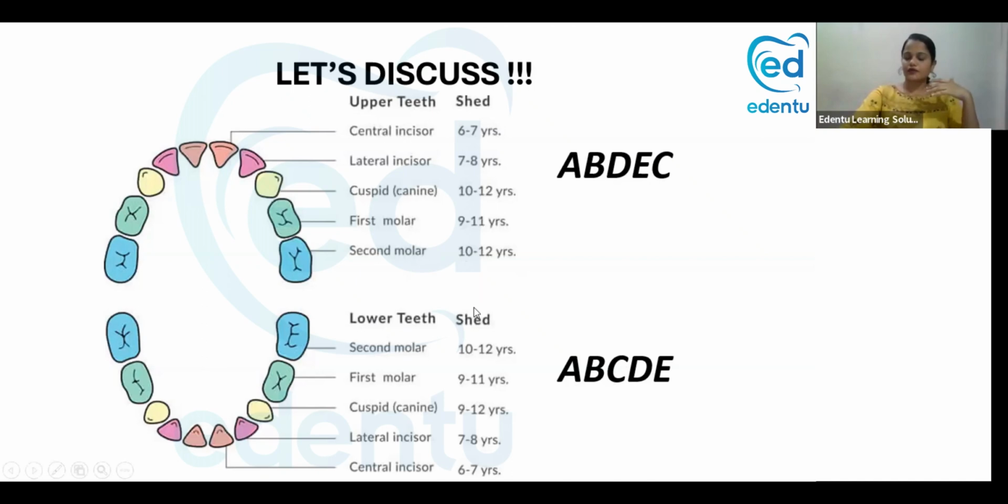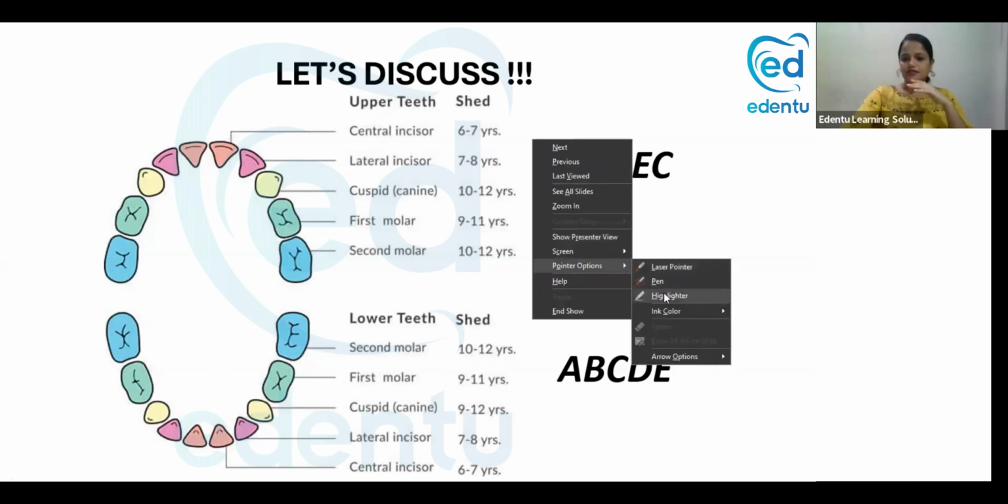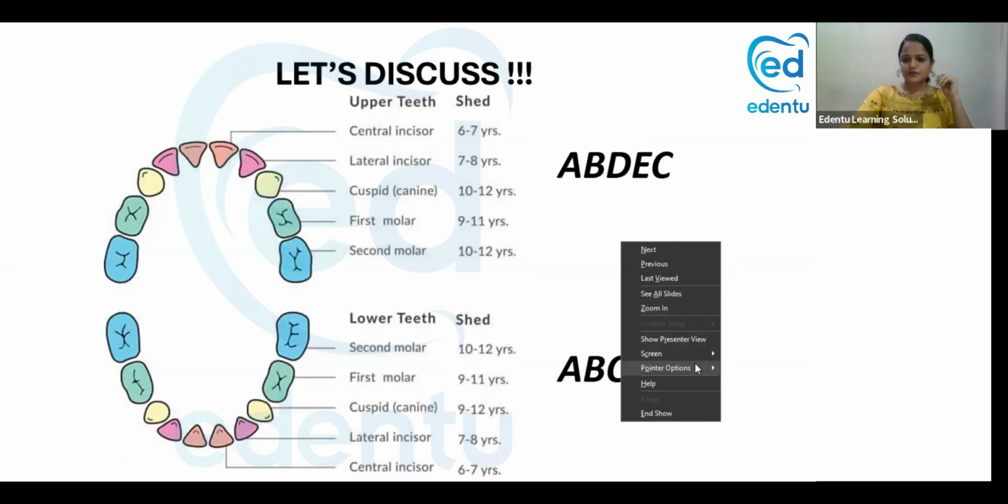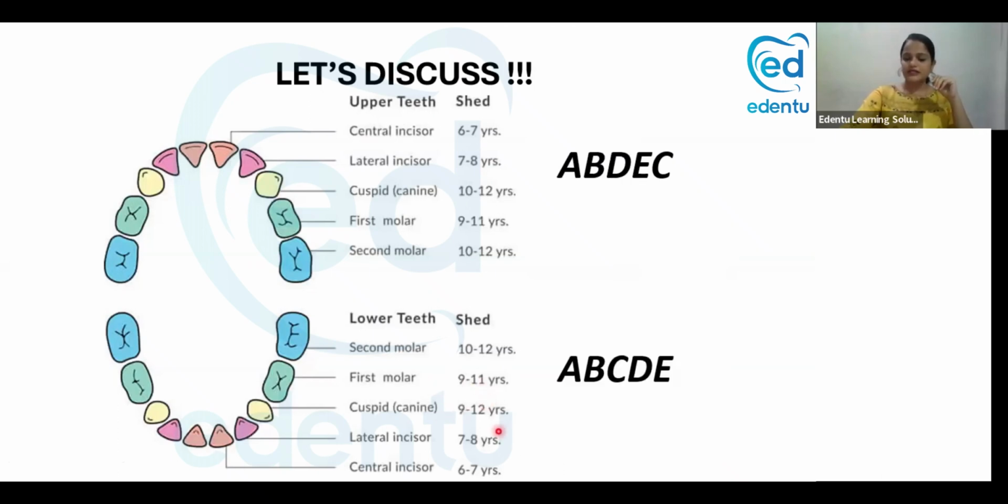Now for the mandibular teeth, the central incisor and lateral incisor are the first to shed, and then the cuspids. The cuspids and the first molars have a similar age group of shedding, one between 9 to 12 years and the other between 9 to 11 years. But clinically, canines are usually shed first, then the first molars, and lastly the second molars in the mandibular teeth. So the shedding sequence of the mandibular teeth is A, B, C, D, E, and in the maxillary teeth, it is A, B, D, E, and C.